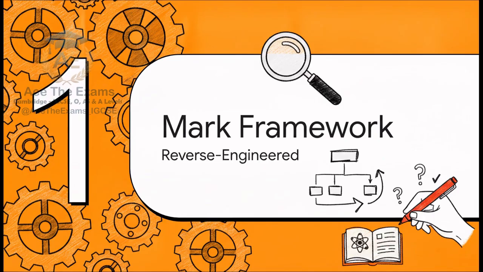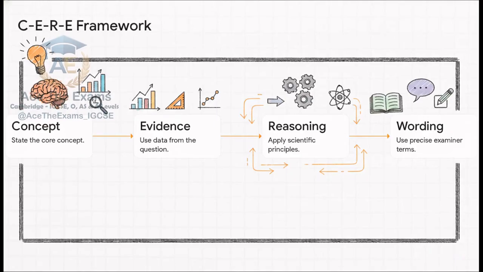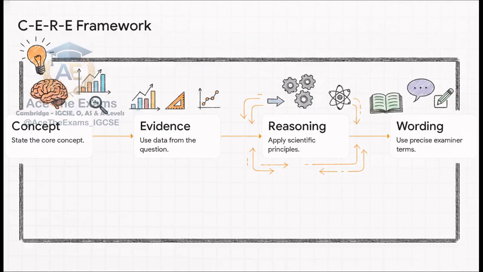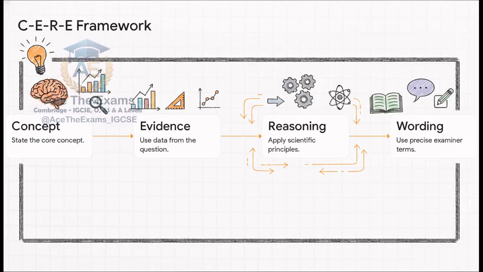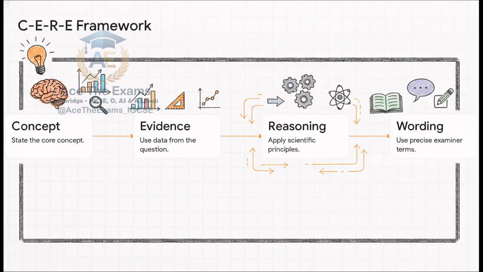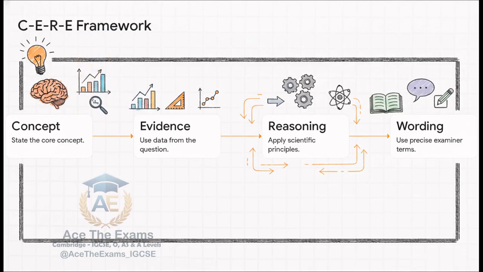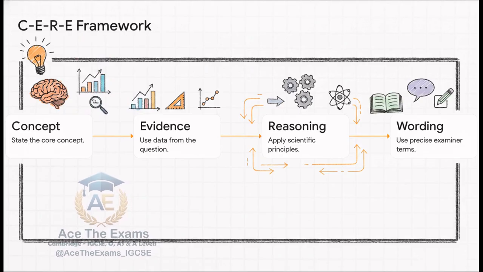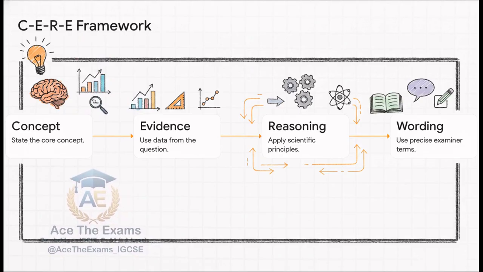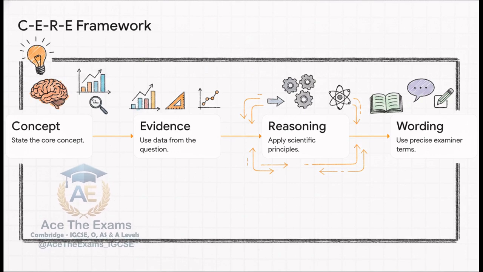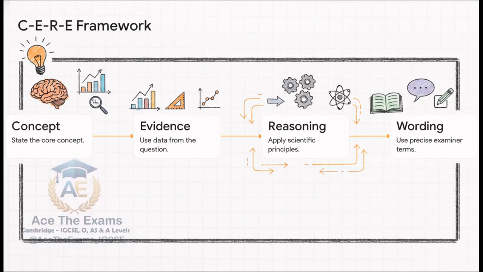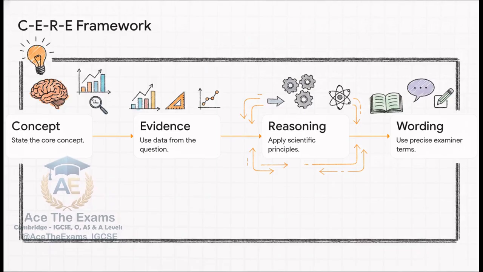Let's move on to the physics mark framework. We are going to implement a foolproof system to guarantee those maximum marks. Say hello to the CERE framework. This is your quick win for structuring literally every single answer. It stands for concept, evidence, scientific reasoning, and examiner wording. Whenever you face a structured question, you state the core concept, you back it up with evidence from the data, you apply reasoning to connect them, and then you wrap the whole thing in precise examiner wording. It's basically the anatomical structure of a top-band mark scheme.